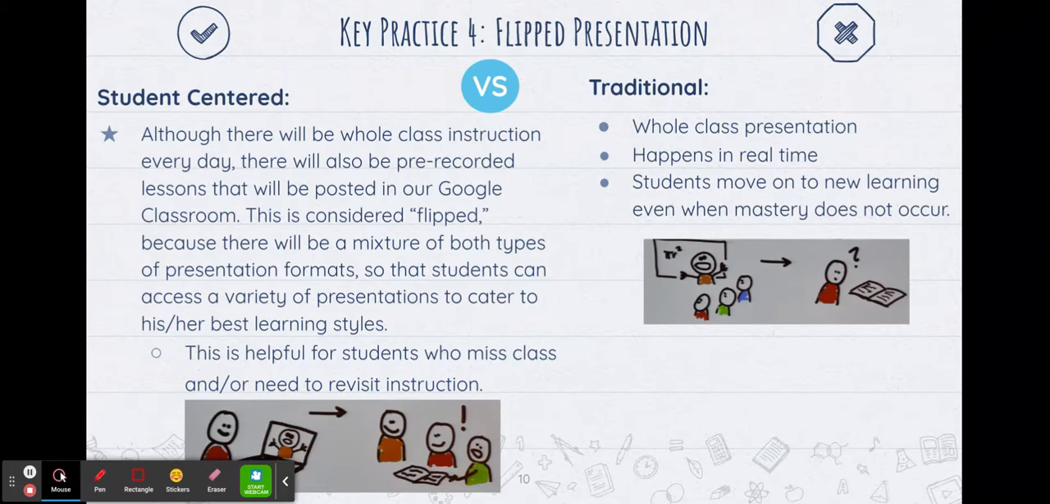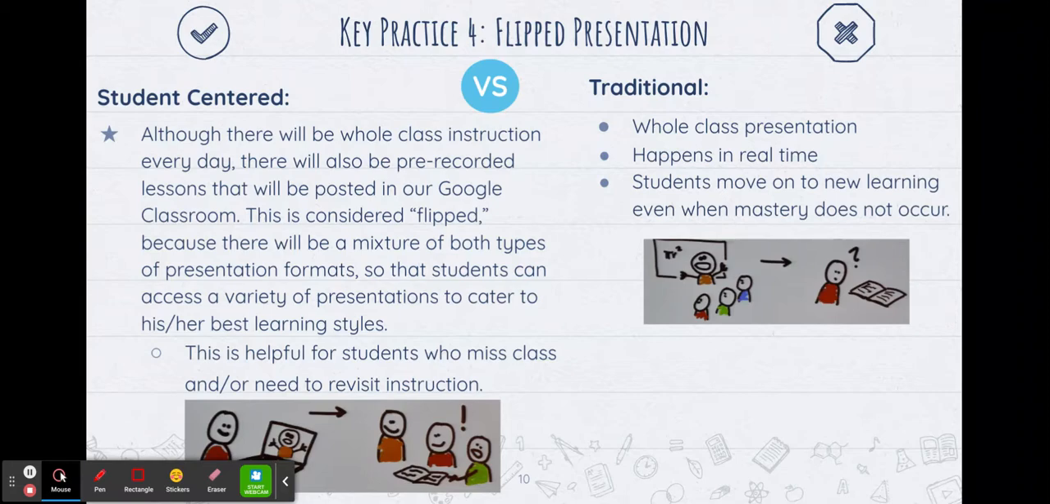This is to help students who maybe missed the day before, who missed a lesson. They can go back and watch it again, or maybe a student needs some extra time digesting or processing some of the information and content that was presented in that lesson. So they will be able to pause, fast forward, and rewind as to what they need to get out of that particular lesson.